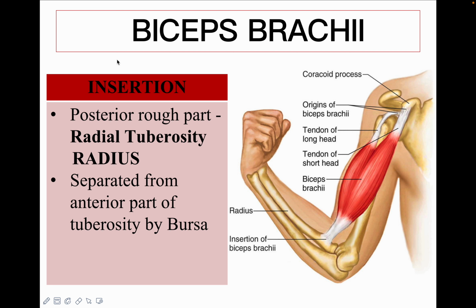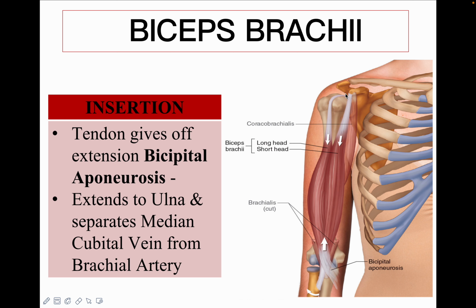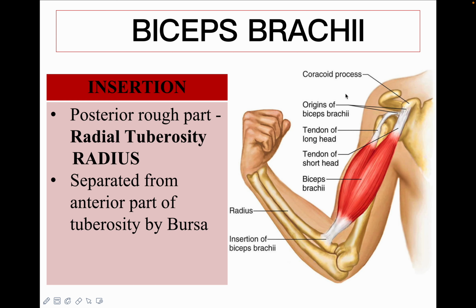If we talk about the insertion, the muscle goes and gets inserted on the radius bone of the forearm, that is on the radial tuberosity, the posterior rough part of the radial tuberosity. You can see that in this figure. This is the radius, this is the ulna. On the radius, at the upper end, there is a tuberosity, an elevation, and this tuberosity has 2 parts. One is the anterior part, another is the posterior rough part. The posterior rough part gives insertion to the biceps muscle. The anterior and posterior parts of the tuberosity are separated by a bursa between.